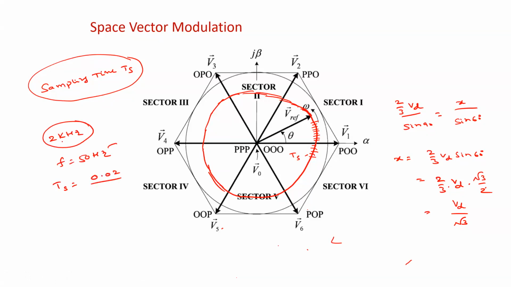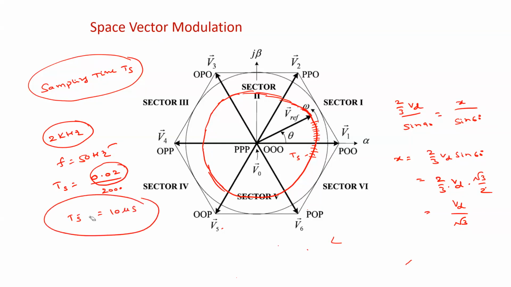So for 2000 Hz, what is its corresponding time period? That means this 0.02 seconds is divided into 2000 parts, right? So what time period are you getting here? 10 microseconds. Okay.